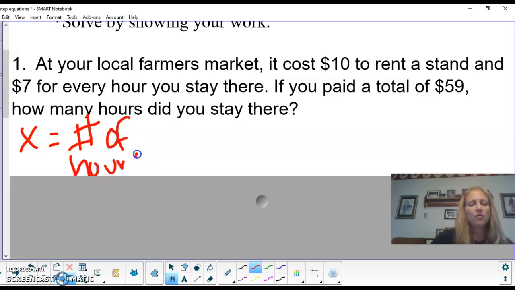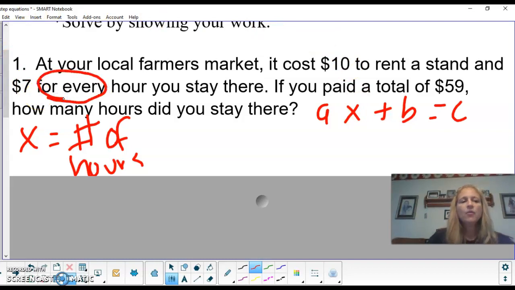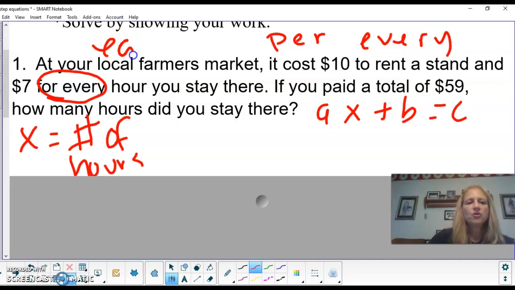Okay, now we want to put it in this form, ax plus b equals c. So which one goes with x? Well, if x is the number of hours, which one goes with hours? Well, it would be 7. And then remember, we talked a little bit on Thursday, the words per, every, each. You're looking for a number with those words, okay? That's what you're looking for, and that's the number that's going to be with the variable. So since x is the number of hours and it's $7 for every hour, you're going to put 7x.